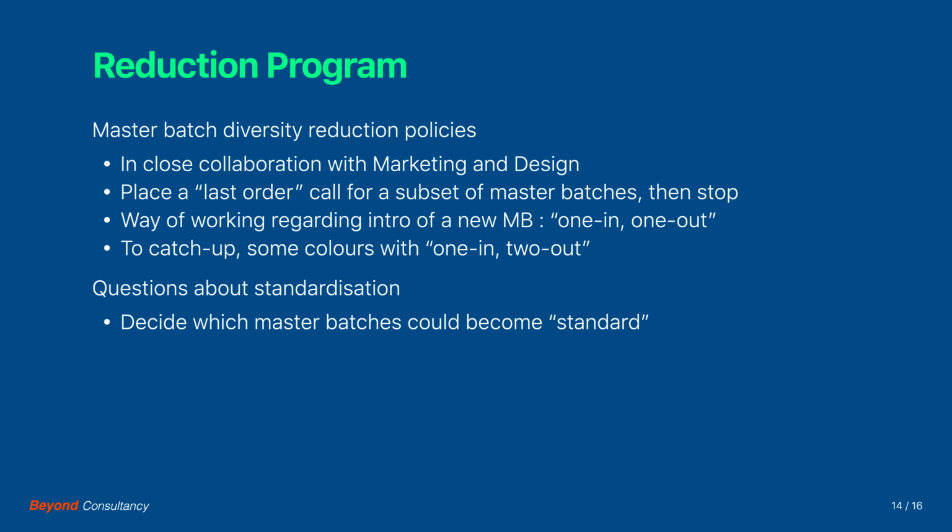In close collaboration with marketing and design, a number of diversity reduction policies are introduced. One immediate action is to select a subset of master batches and to issue a last order. Another is to change the way of working regarding the introduction of new master batches. This new way of working is aptly called one in, one out. In order to accelerate the diversity reduction process for some of the colors, this would become one in, two out.